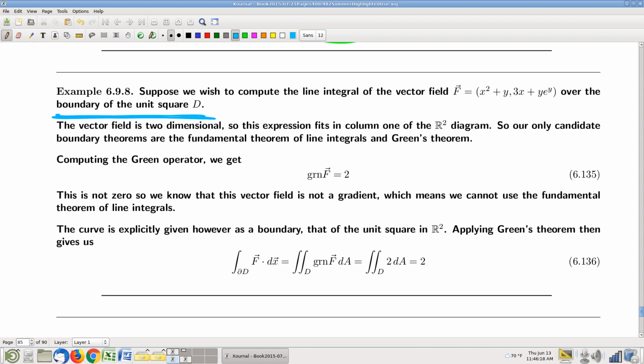Note how much easier this is than the alternative. If you were to brute force this, you would have to parameterize 4 separate line segments. You'd have to do that, and then that, and then that, and then that, and neither one of those 4 chunks would be that bad, but still, I think this is easier.